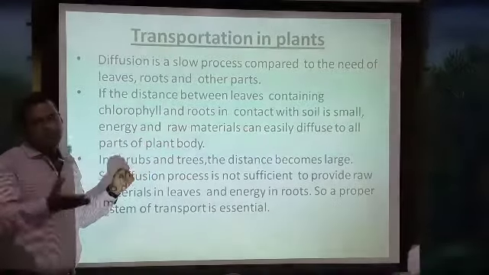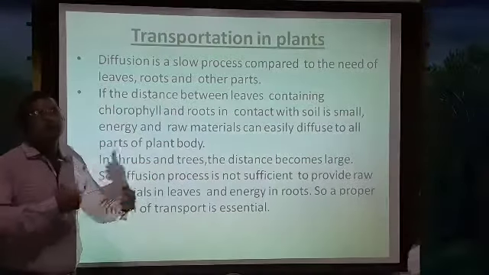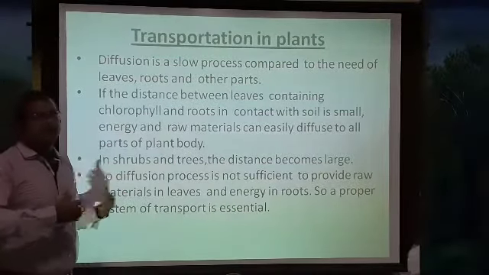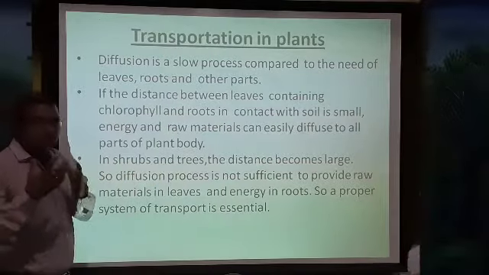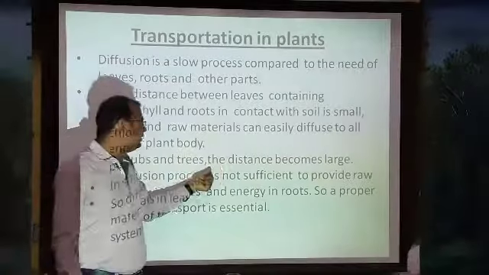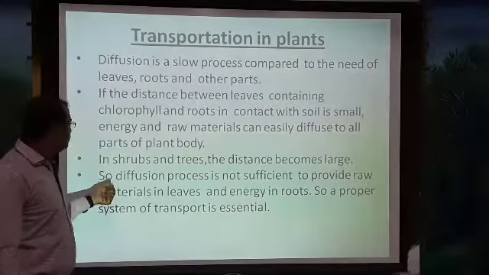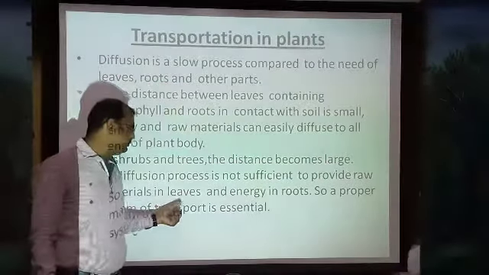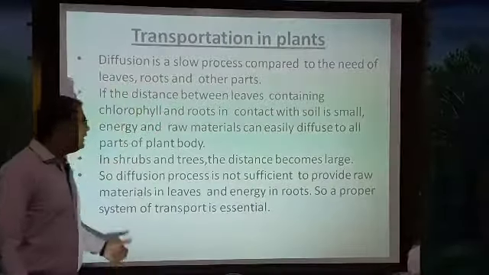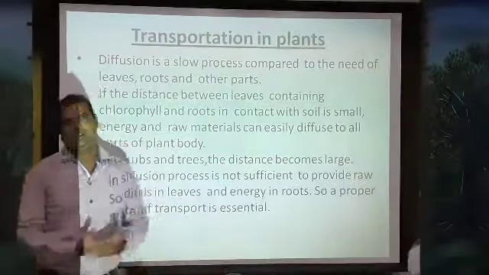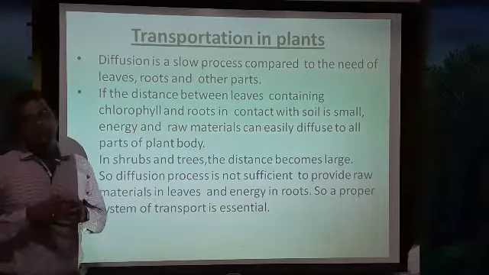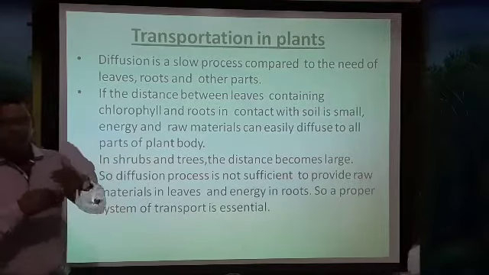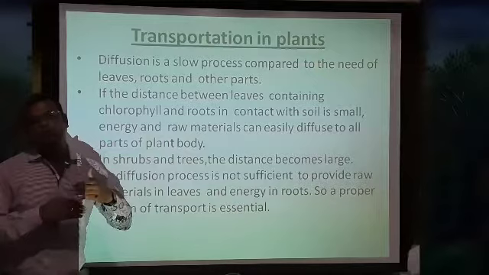In shrubs and herbs, the distance between the soil and leaves is very short, so diffusion is enough to transport. But when the distance is larger, there is a need for a transport system. In trees, the distance becomes large, so the diffusion process is not sufficient to provide raw materials to leaves and energy to roots. So a proper system of transportation is essential. When compared to herbs, the distance between the leaves and the roots in soil is very short.